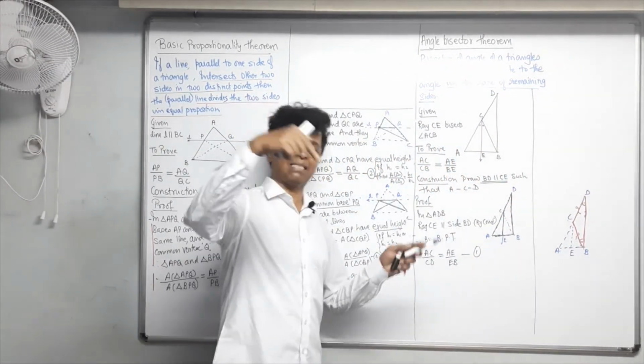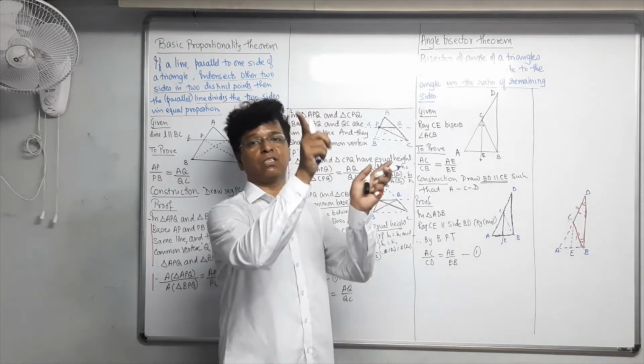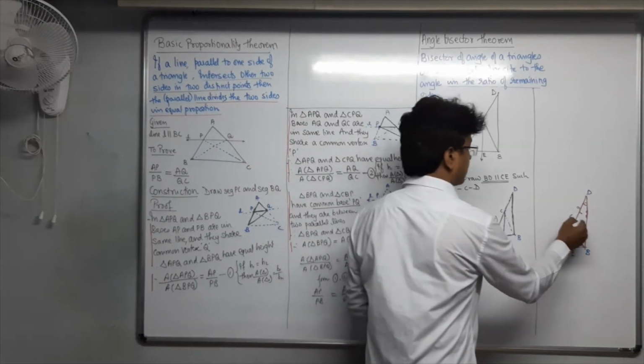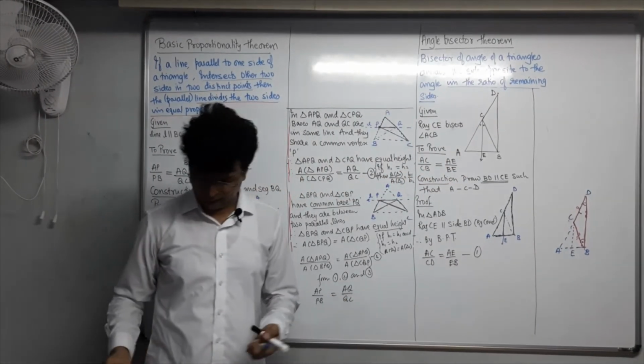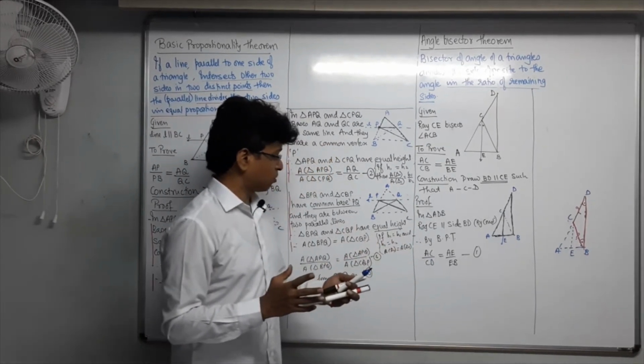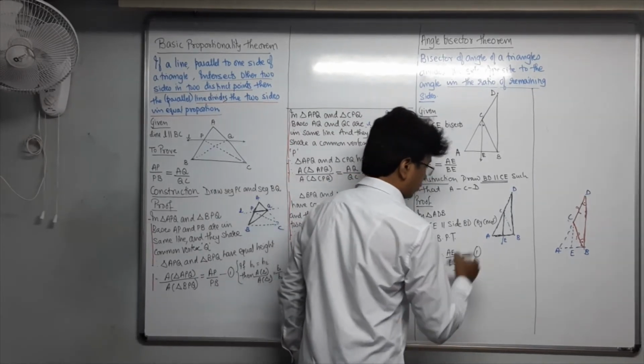For that, I will show base angles are congruent. If base angles are congruent, it is an isosceles triangle, therefore these sides will be congruent. So my question has suddenly become that I have to prove this is an isosceles triangle. For that, you have to remember some things. Only then it will come to you. Now see, suddenly the question has changed.